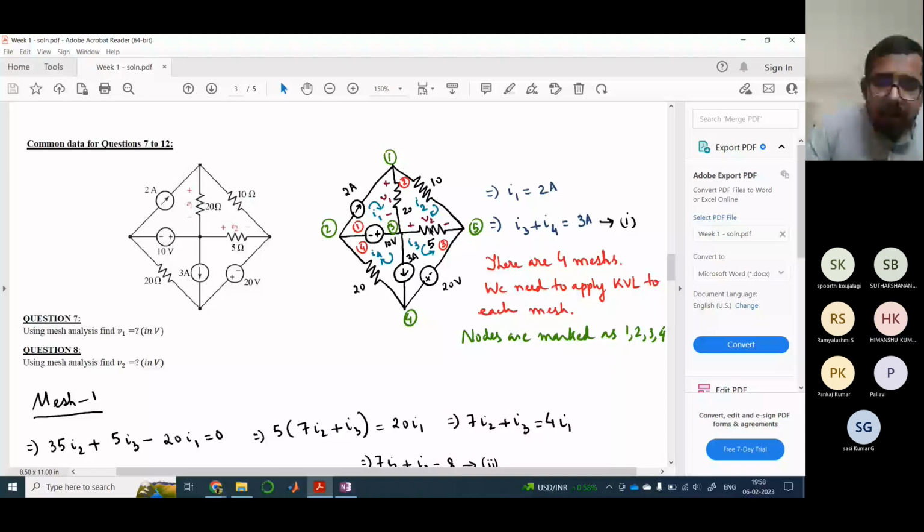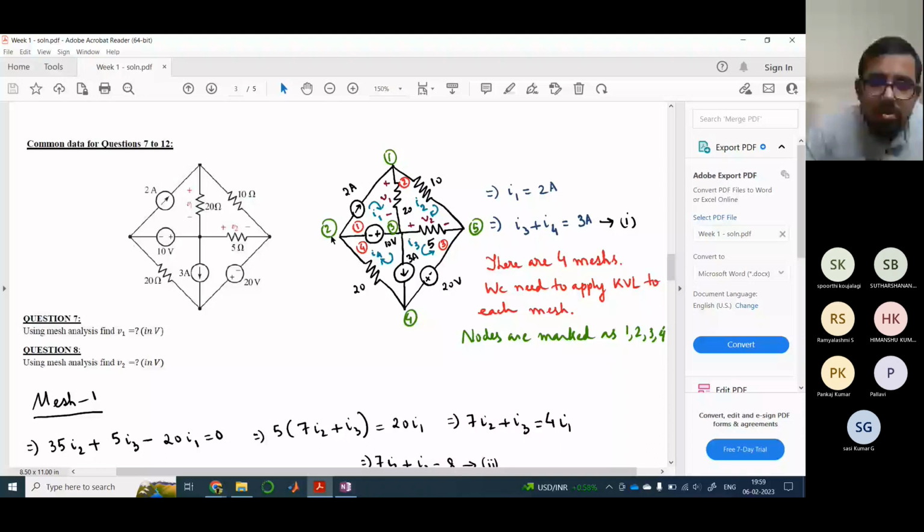Now, in mesh analysis, when you have a current source in between two meshes, exactly as we have this current source in between mesh 3 and 4, we can just ignore this current source, because we have this equation here. We can use it later. So we'll ignore this 3 ampere source and try to solve this whole mesh, the combination of mesh 3 and 4.